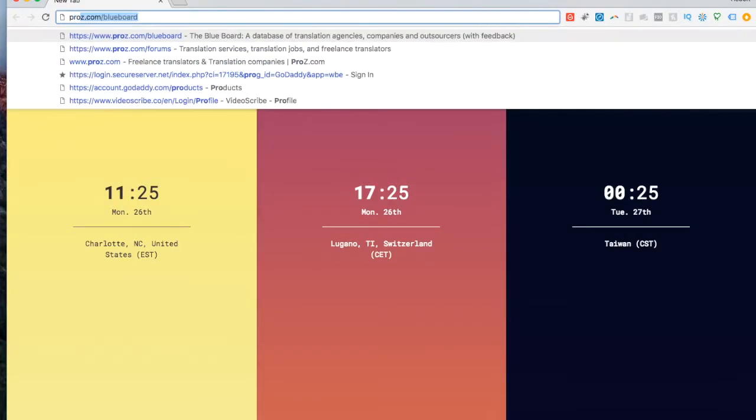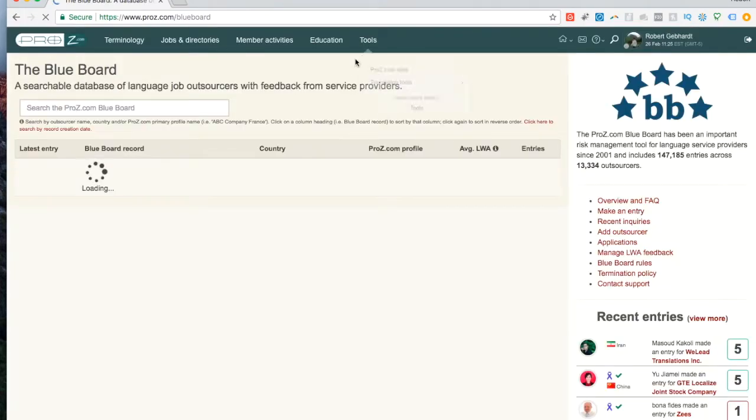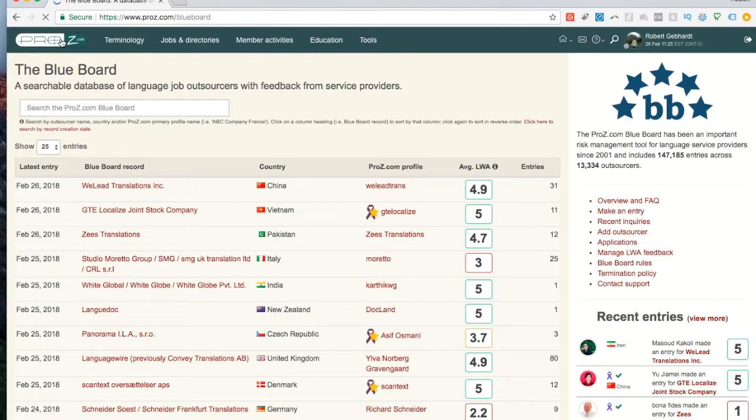So let's do that. Usually where I start off is the pros.com Blue Board. I've mentioned this before, but first of all, pros.com is the main translation website for freelance translators. And the Blue Board is where they list all the companies and they give them a score. In general, the scores should be around 5 or high 4s. If it's anything lower, like 3 and definitely 2.2, then that's a red flag. That's a bad sign.